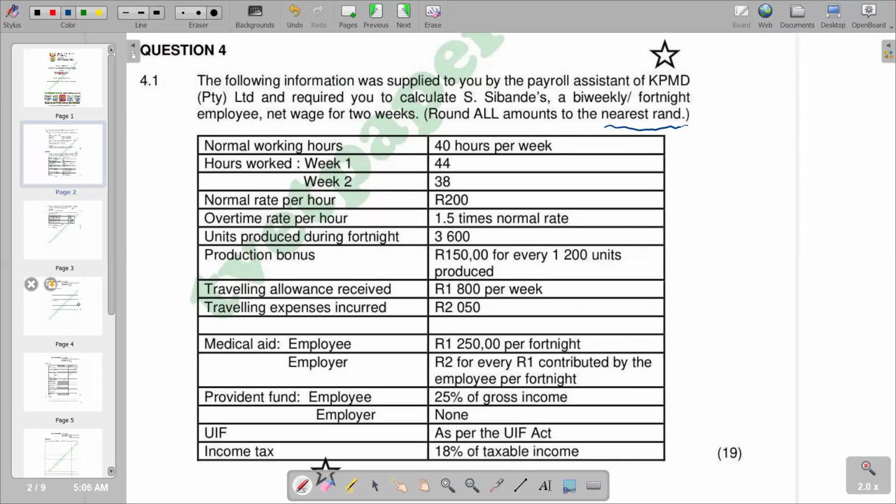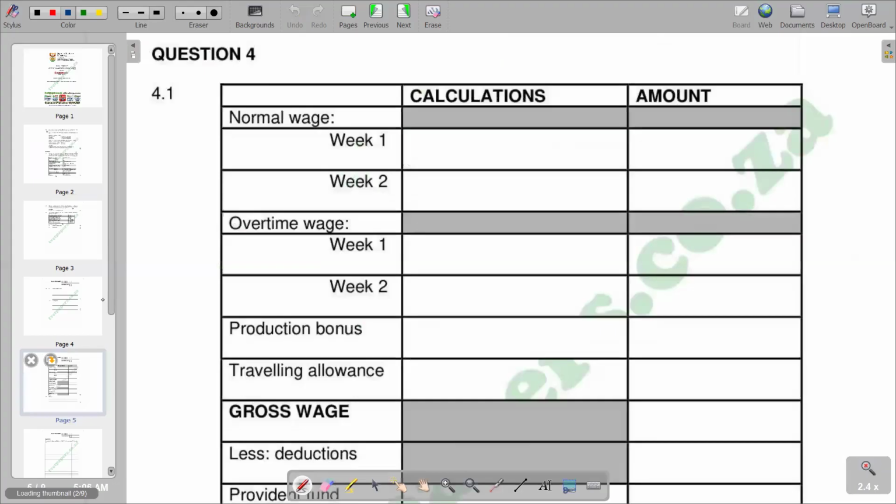So going to our answer section, you'd see that it is presented in this layout, whereby we have got some information pre-entered. So we are going to start on week 1, normal wage, week 1, and then we go to week 2. Then obviously the last column that we have. So we can as well try to refer back and see what information we are given according to the question.